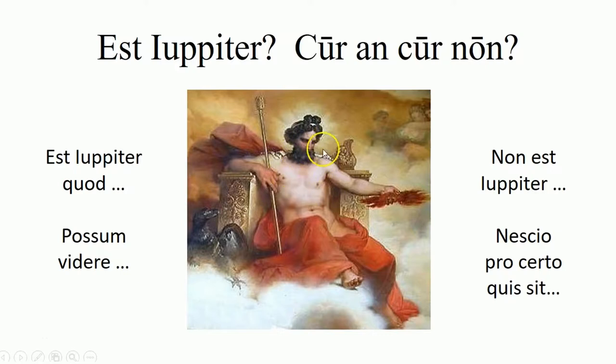What are the symbola associated with Jupiter? Barba. Tenet sceptrum in manu, sedet in cella regia, tenet fulmen in altera manu, relaxat in nubibus, est in caelo, something else we didn't even talk about, and aquila adest quoque, sine dubio est Jupiter, non difficilis est nobis identificare deum.